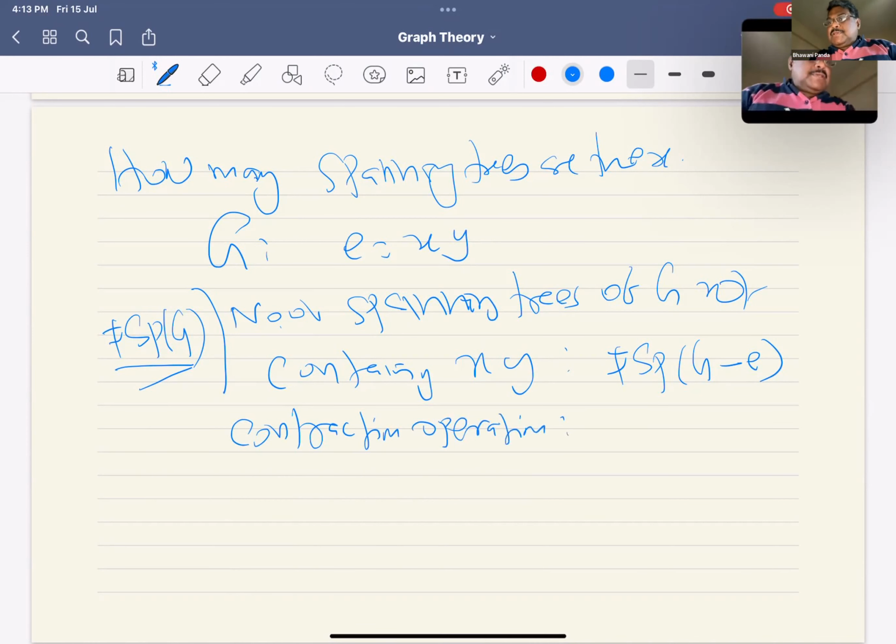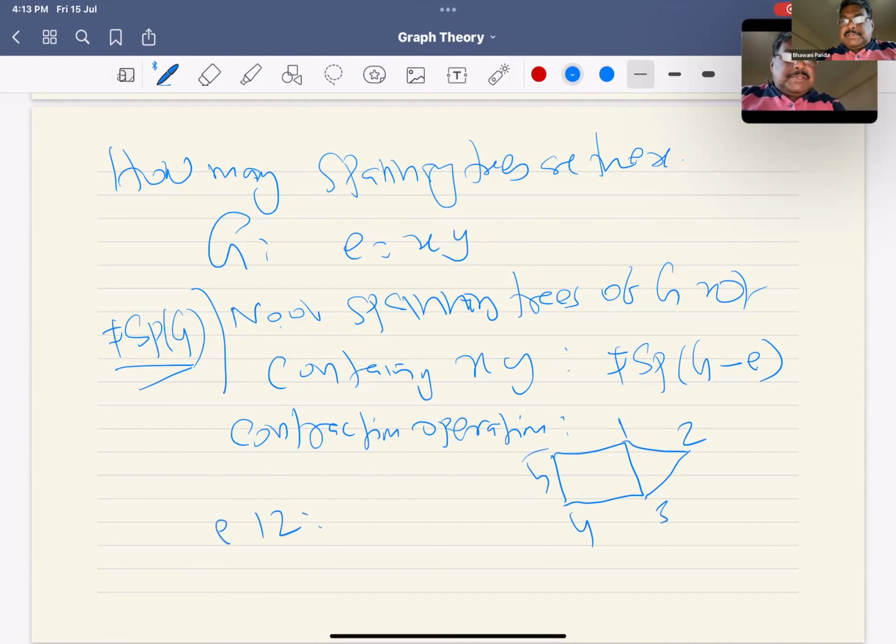The contraction operation means, for example, suppose this graph has vertices 1, 2, 3, 4, 5. 1, 2 is an edge, E is equal to this. So if you contract it, then what will happen? G contraction E is basically these two vertices you just merge into a single vertex.